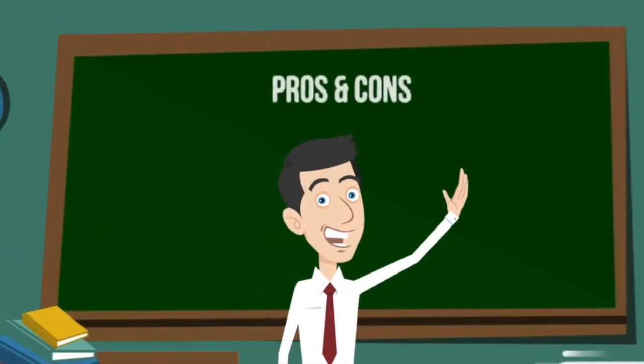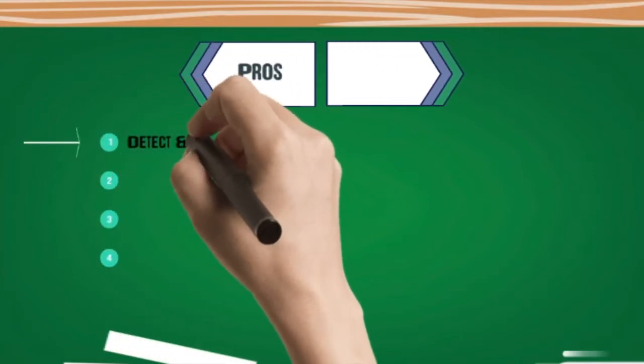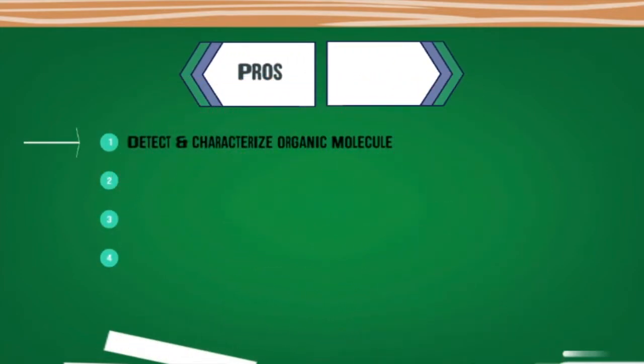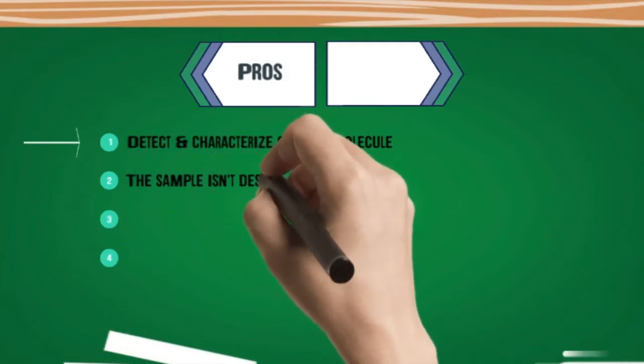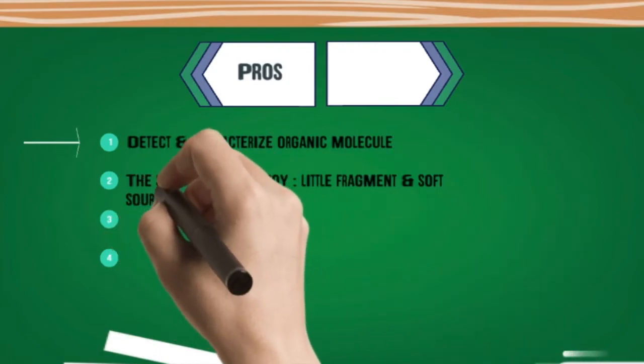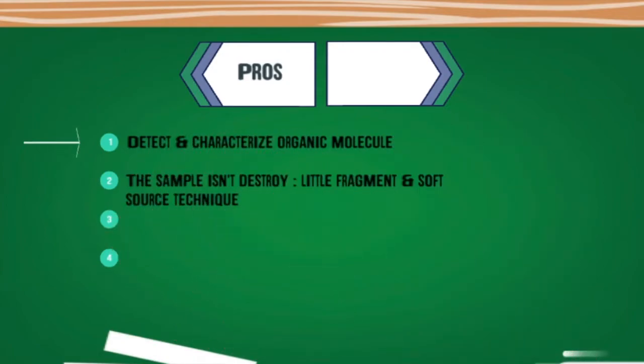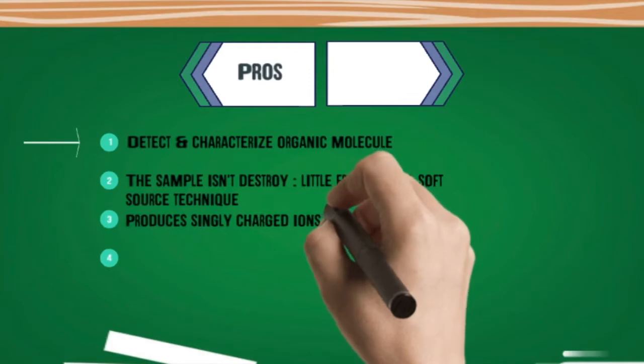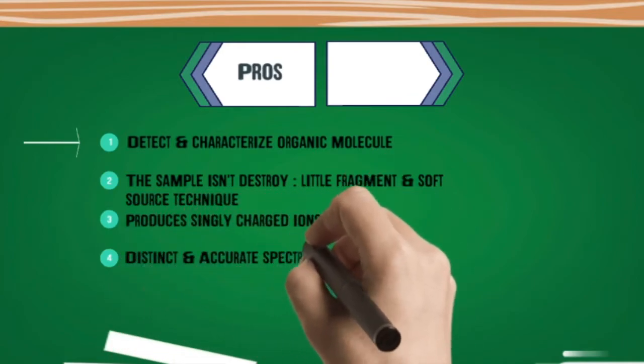Next would be the pros and cons. The pros are that it can detect and characterize organic molecules, synthetic polymers, and biopolymers. Since this is a soft ionization technique, the sample will not be destroyed and shows very little fragmentation. It produces simple singly charged ions and distinct, accurate spectra.